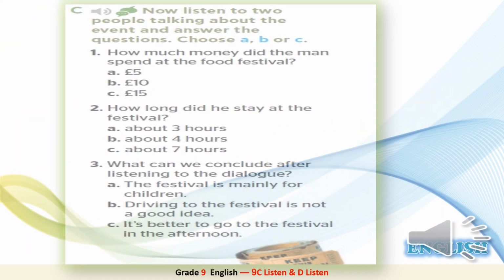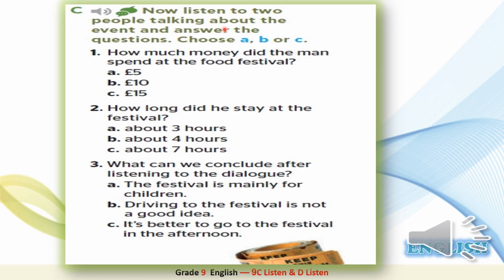Let's go to task C now. Now listen to 2 people talking about the event and answer the questions. Choose A, B, or C. So here we have 3 questions. What you are going to do now is to listen to people talking about the event and try to choose the correct answer. Listen, please.